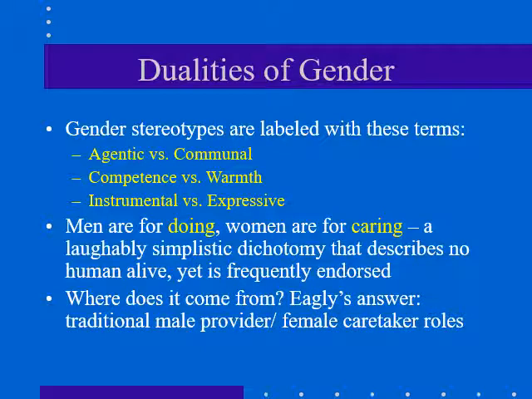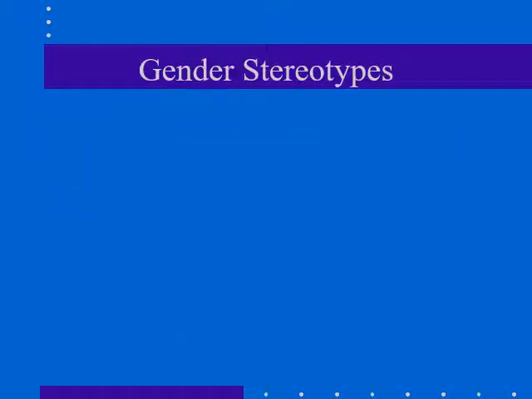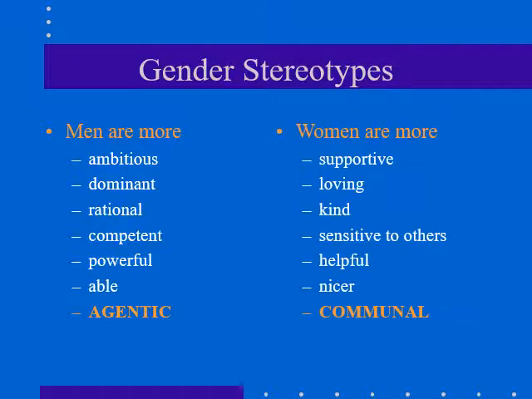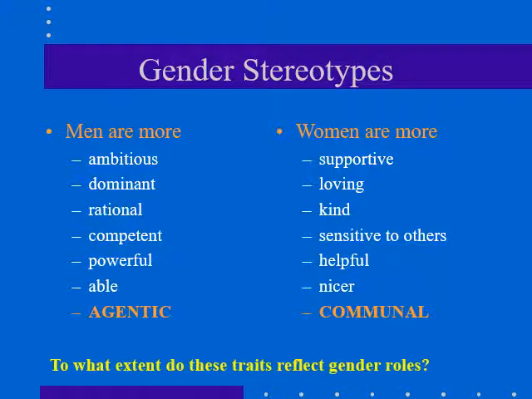Alice Eagly's answer with social role theory is the traditional assignment of men to the provider role and women to caretaking roles. So you'll recall this slide. Men are more ambitious, dominant, rational, competent, powerful, able, in a word, agentic. Women are more supportive, loving, kind, sensitive, helpful, nicer, in a word, communal. So the question we're asking is, to what extent do these stereotypic traits reflect gender roles?